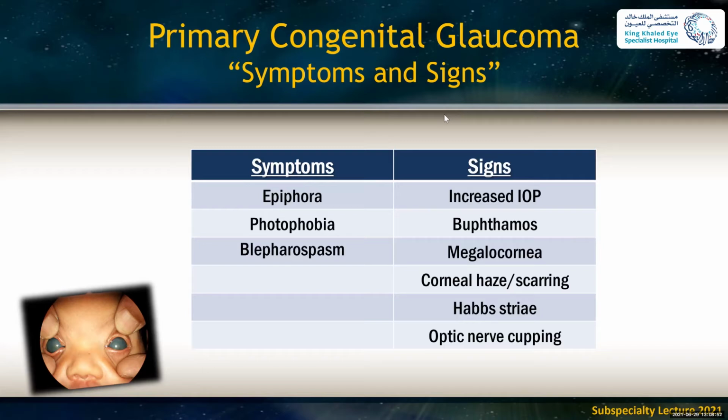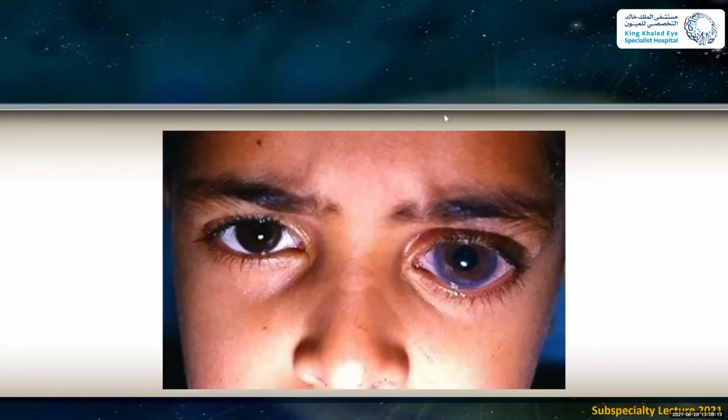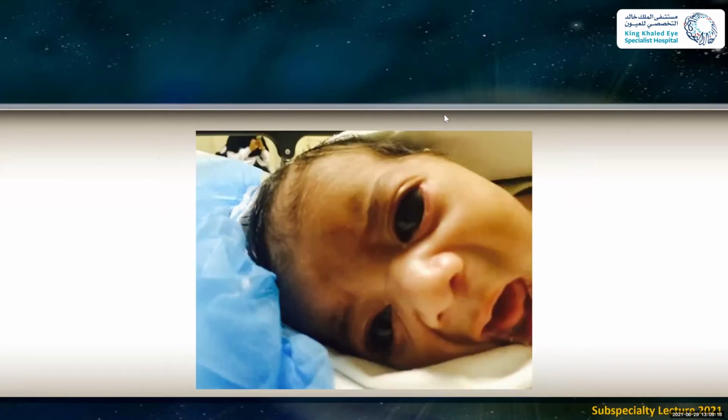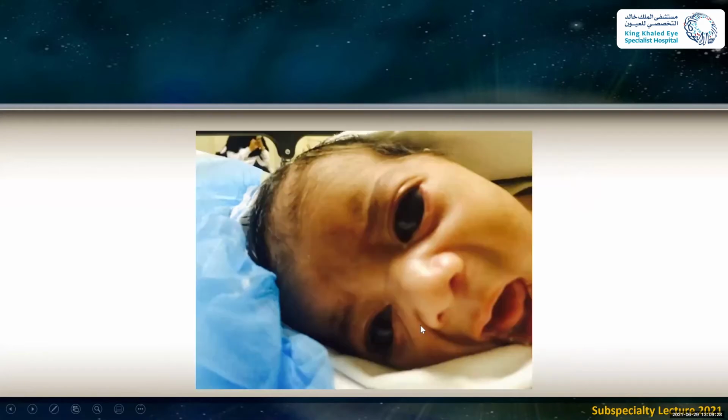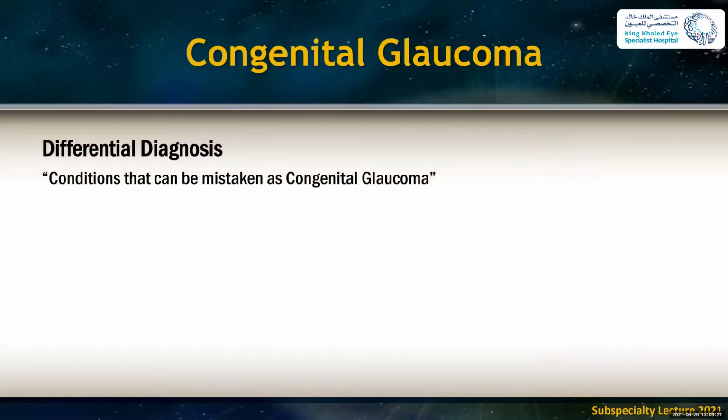So the signs: increased intraocular pressure, ophthalmos, large globe, megalocornea, corneal haze or scarring, sometimes, though not that common in our community, Haab's striae due to rupture of Descemet's membrane, and optic nerve cupping if the view is enough to visualize the posterior segment. Congenital glaucoma can be unilateral, as in this case, or bilateral, as you see here. Unilateral in one third of cases; the majority of cases are bilateral, as you see in this child.